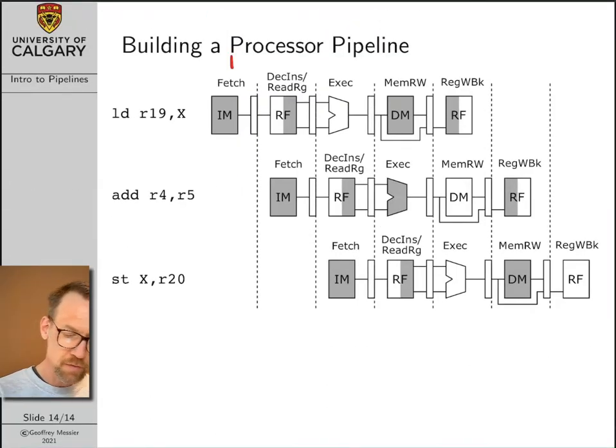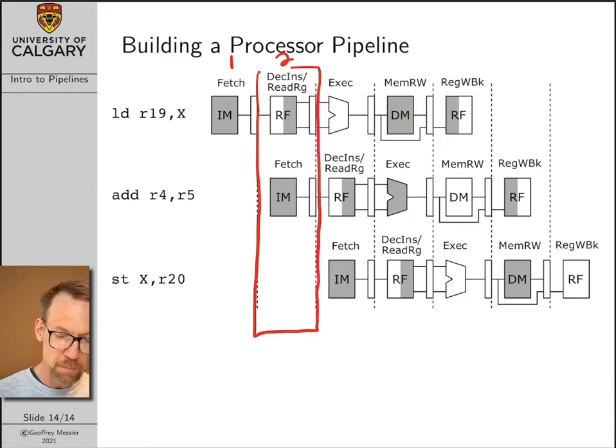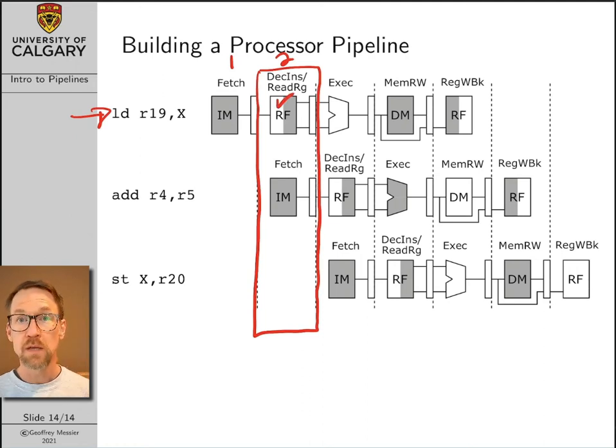If we go back to this diagram, this is the vertical slice that represents what's happening during clock cycle 2. We can see over here for the load command, we are doing our register read operation. And down here for the add command, we're doing the instruction memory fetch.